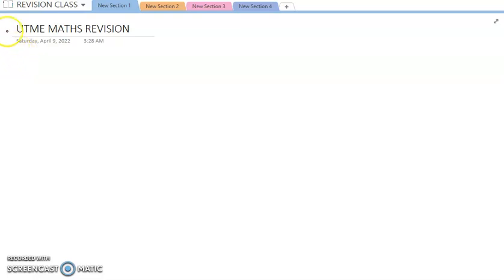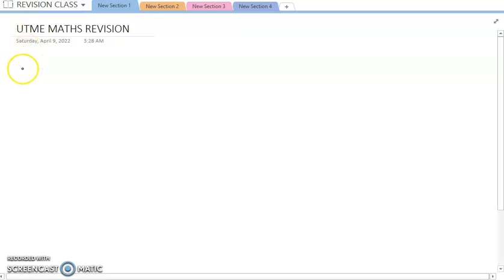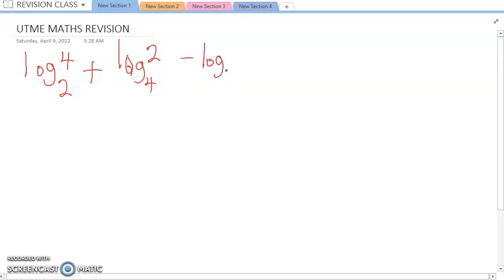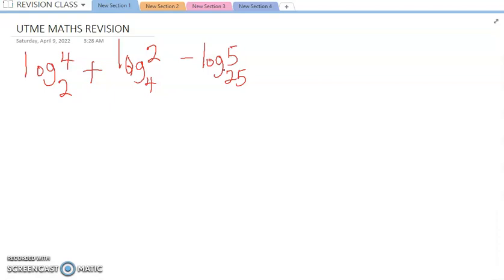The question says log base 2 of 4 plus log base 4 of 2 minus log base 25 of 5. The question asks us to simplify this. How do we simplify that?